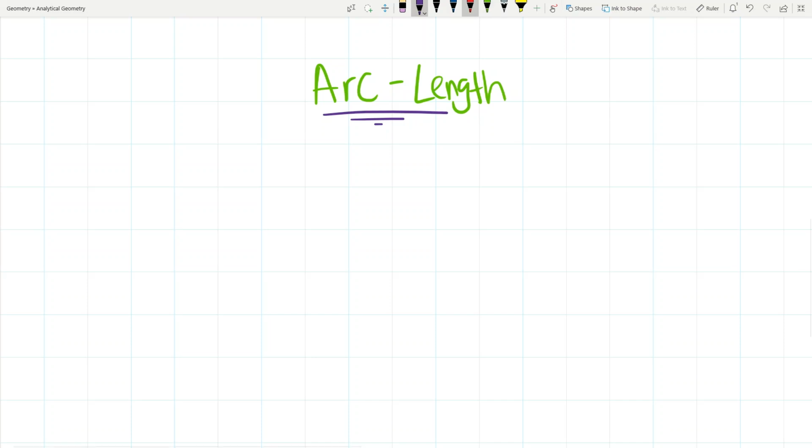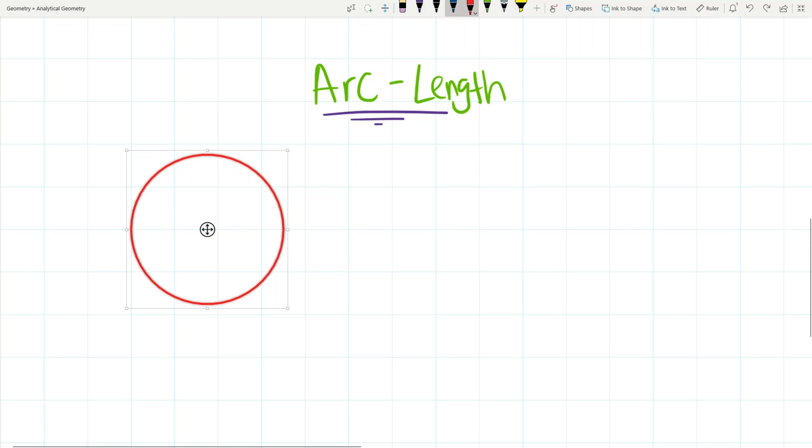Okay, let's get a circle here, because it obviously relates to circles. And what is an arc, first of all, before we ponder our question of arc length? So basically, if we form something like this, the whole green portion is known as an arc.